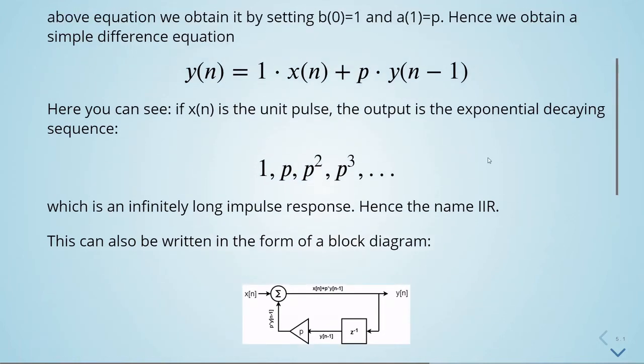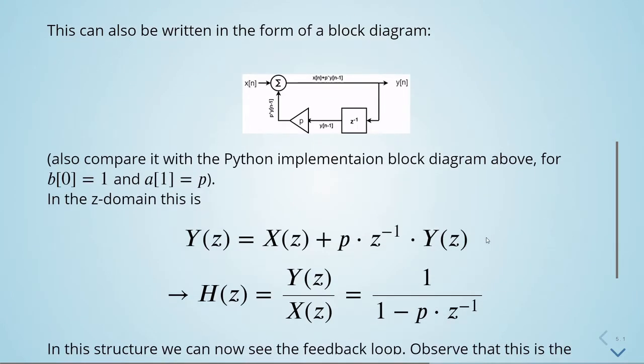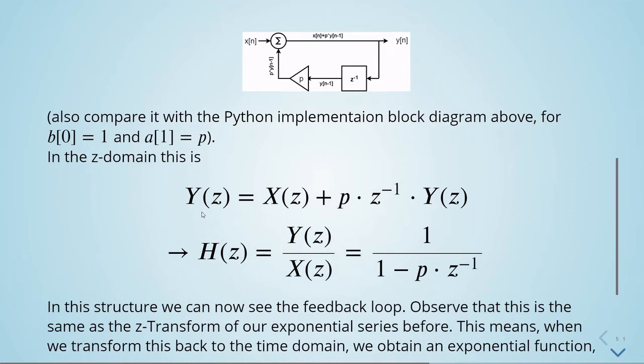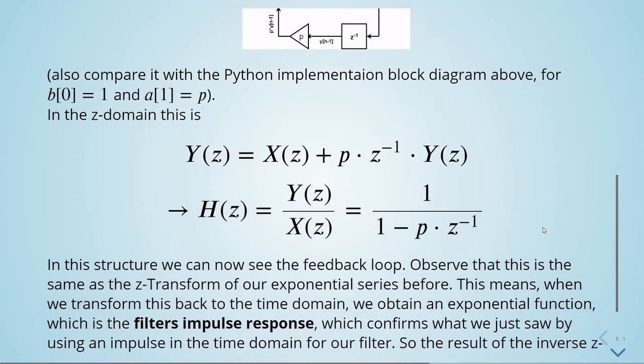So if we take this and go to the z domain by applying the z transform, we'll have that capital Y of z will be the z transform of the input signal plus p, this is our pole, times z to the power of minus 1 times Y of z. And from here we get our transfer function, dividing the output by the input, and we have 1 divided by 1 minus p times z to the power of minus 1. So in this structure we can now see the feedback loop.